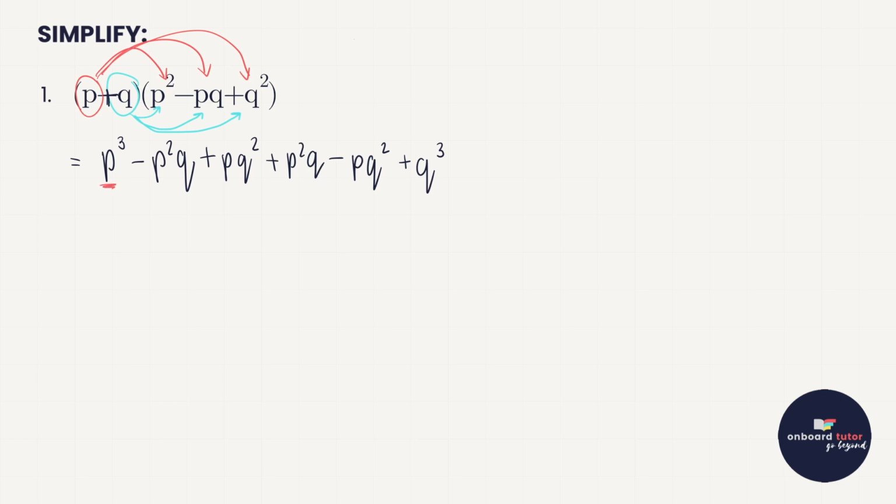P cubed, there's only 1. P squared Q, there are 2 of those. And PQ squared, there are 2 of those. And then again, only 1 Q to the power of 3. So now if we collect our like terms, we'll end up with P to the power of 3. Then we've got minus 1 of these plus 1 of these. So they're going to cancel each other out. And we've got a plus PQ squared and a minus PQ squared. So that again is going to cancel. And then we'll just be left with this plus Q to the power of 3.